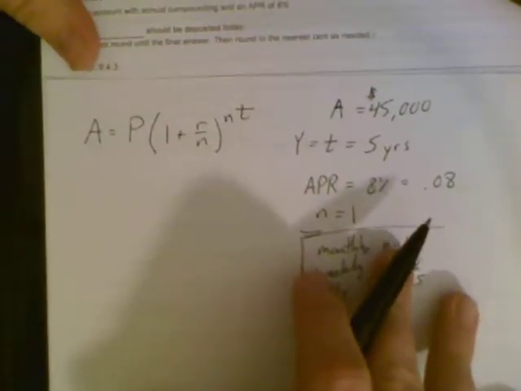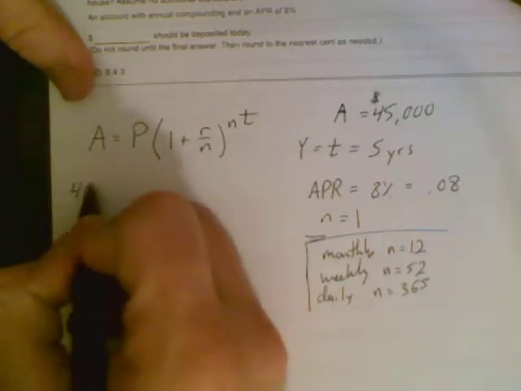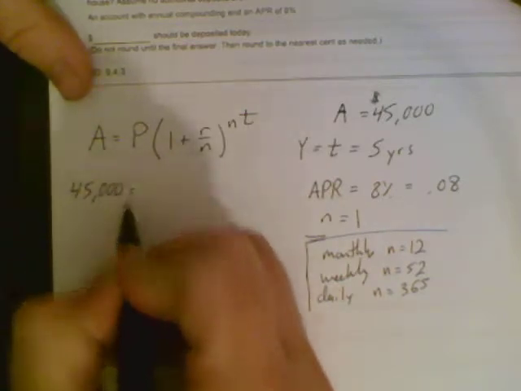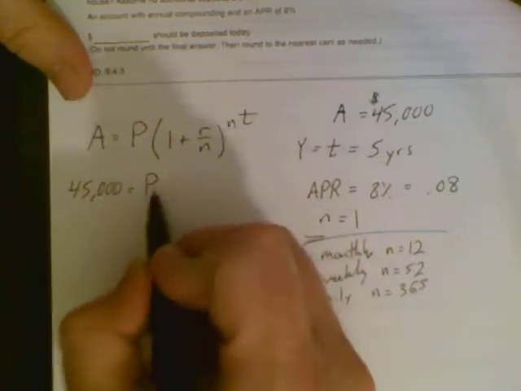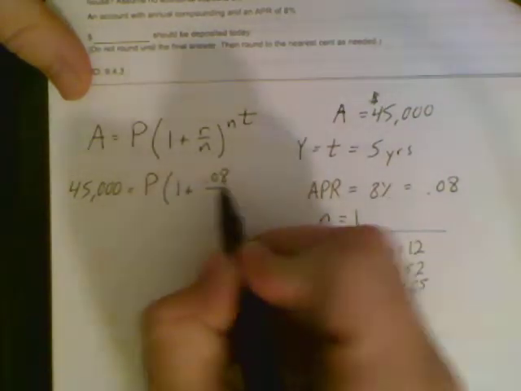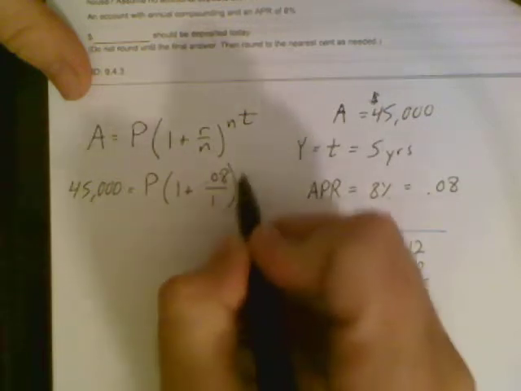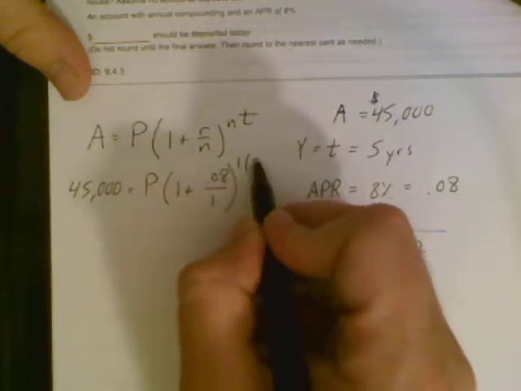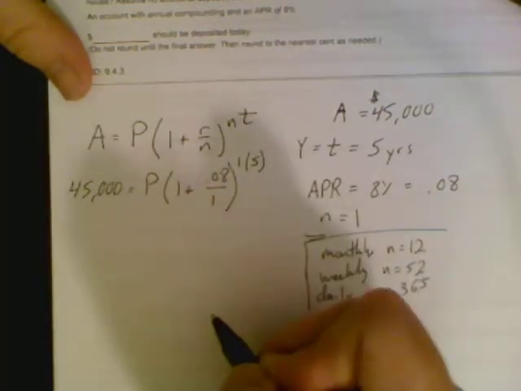So let's plug all this information into the formula here. I'm going to have 45,000 equals P, which is the unknown value, times (1 plus my rate, which is 0.08, divided by n, which is 1 in this case) to the power of n, which is 1, times 5, which is the number of years.